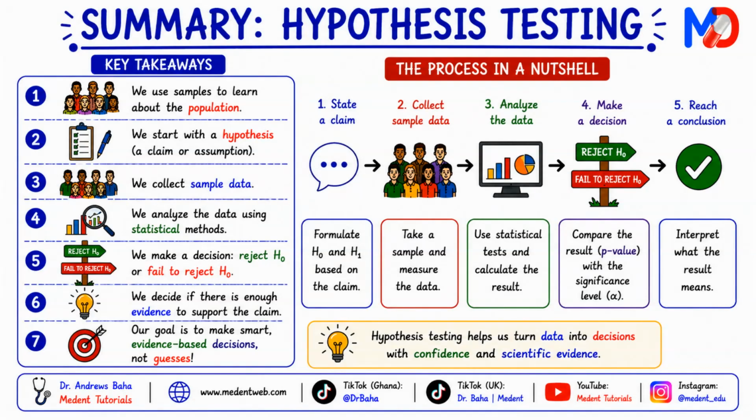Since studying an entire population is often impossible, we collect data from a sample. Because samples vary naturally, we need hypothesis testing to determine whether our findings reflect a true effect or are simply due to chance. In the next tutorial, we will learn about the two central ideas in hypothesis testing, that is, the null hypothesis and the alternative hypothesis.